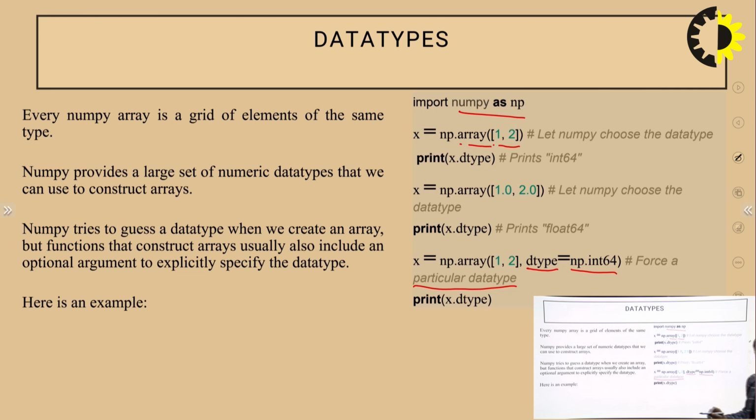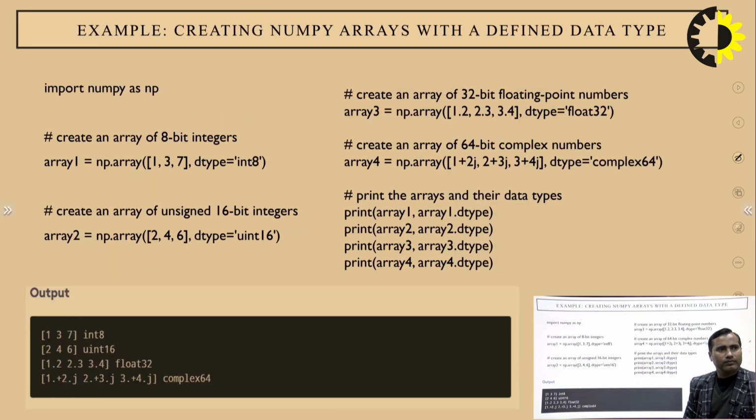That means if we want to create an ndarray object of a particular type, we can provide these data types into the dtype parameter. Either we can use this or also we can use the shortcode as I have discussed. So this is the example of creating NumPy arrays with defined data types.